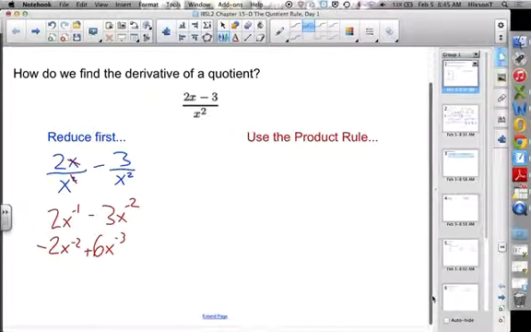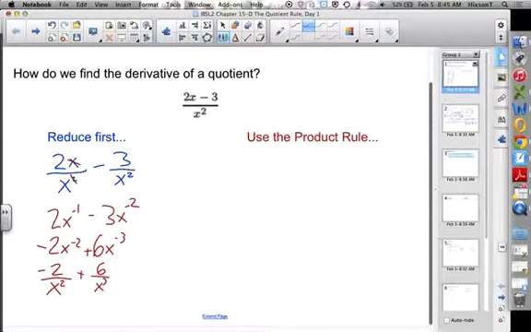And to simplify, we do want to have positive exponents. So negative 2 over x squared plus 6 over x cubed. Didn't we say that was wrong? When you reduced, or no? This is not wrong.